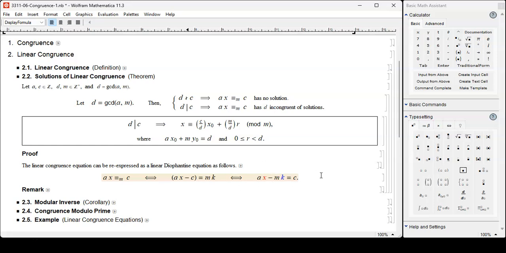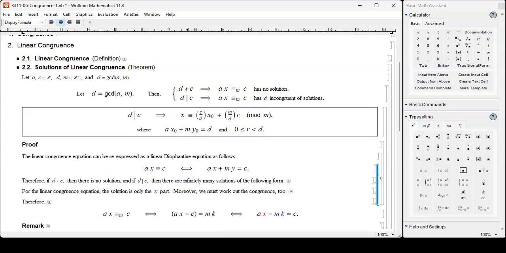And we have a solution form for linear Diophantine equation. Let's see. If the GCD of A and M does not divide C, then there's no solution. If it divides C, then there are infinitely many solutions, and those infinitely many solutions have a specific form. Okay, let me show you finally.